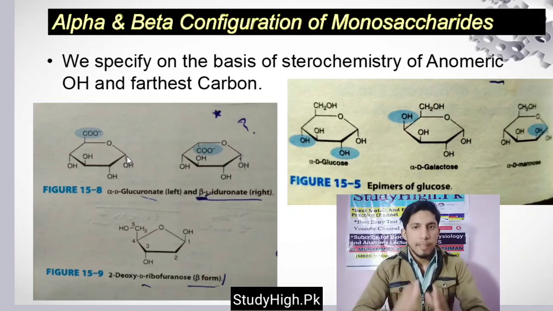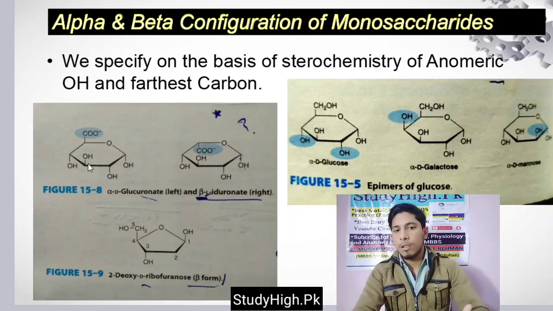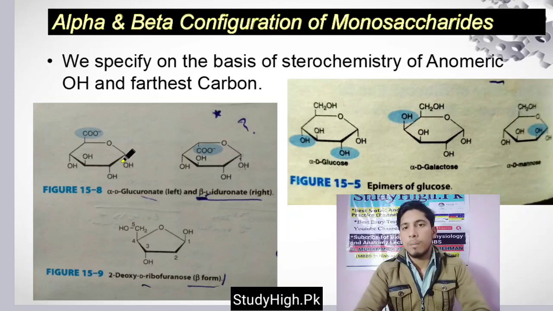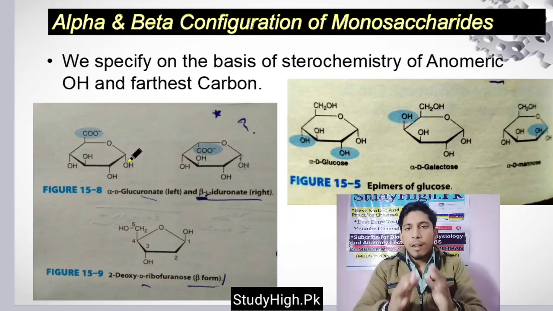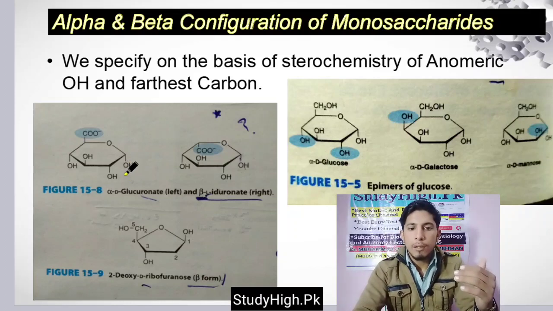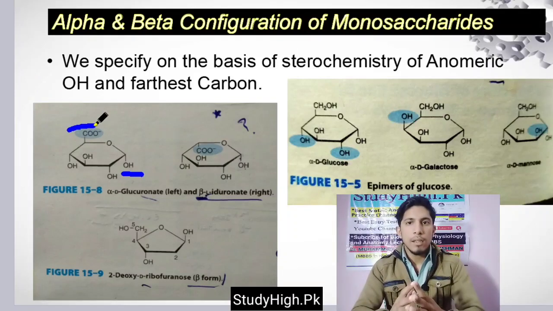We take it as a center. It is a stereo center. And then we see which carbon is the furthest away from this carbon. This is carbon number 1 and this is carbon number 6, which is away from this central carbon. So the geometrical isomerism between this hydroxyl group and the carbon that is away from it determines whether a monosaccharide is in alpha form or in beta form.